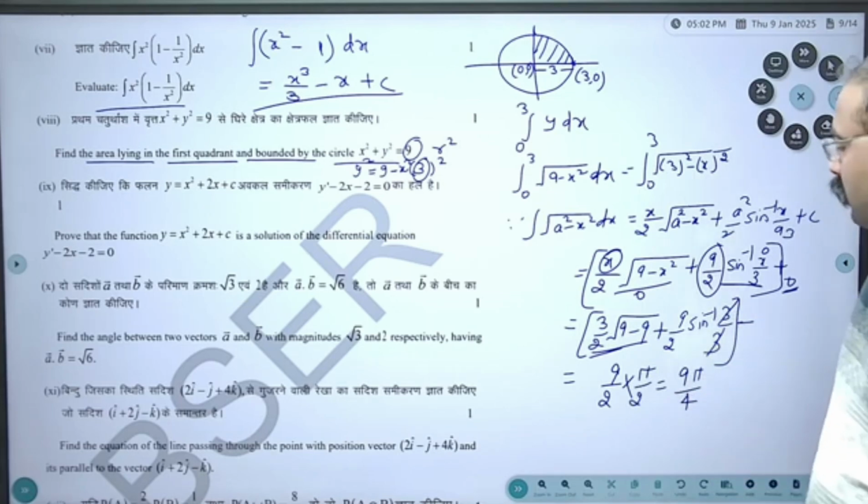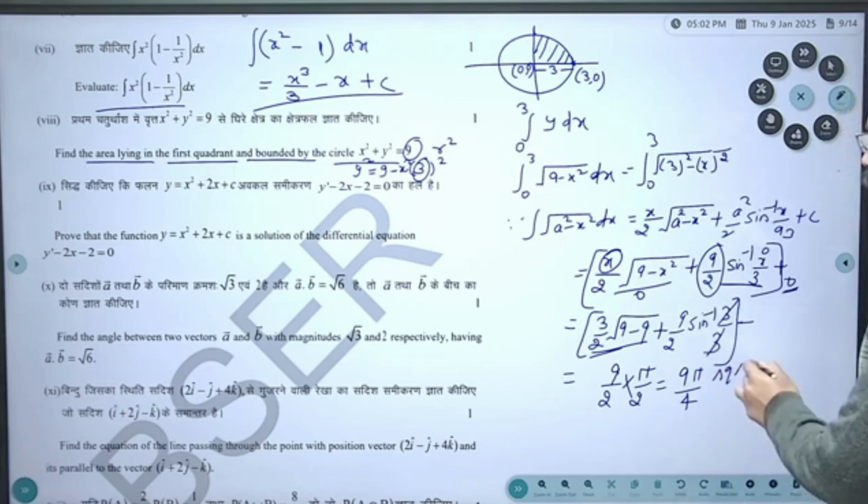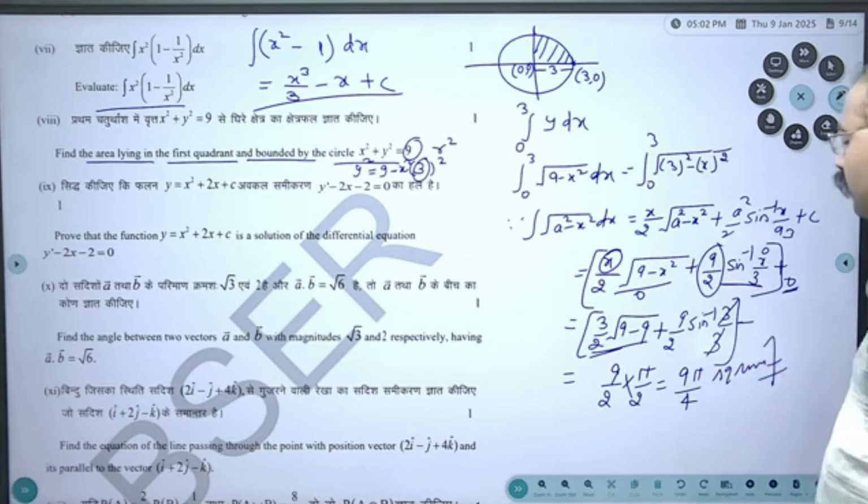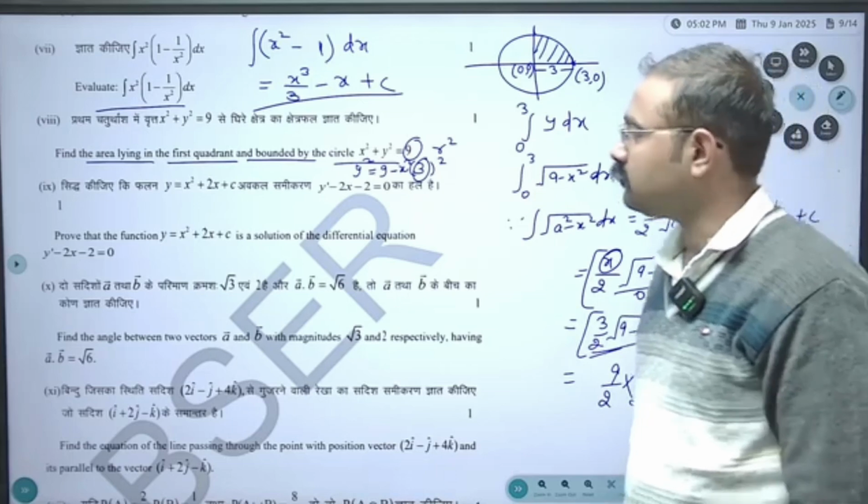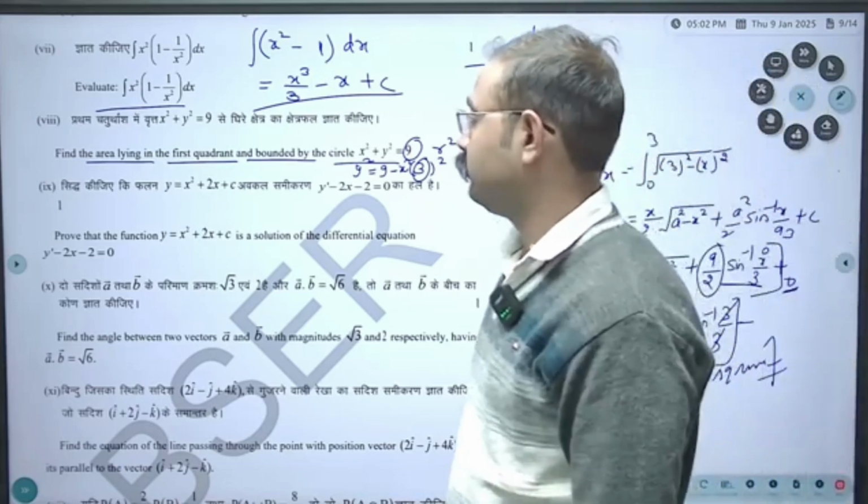square units. This is the correct answer.